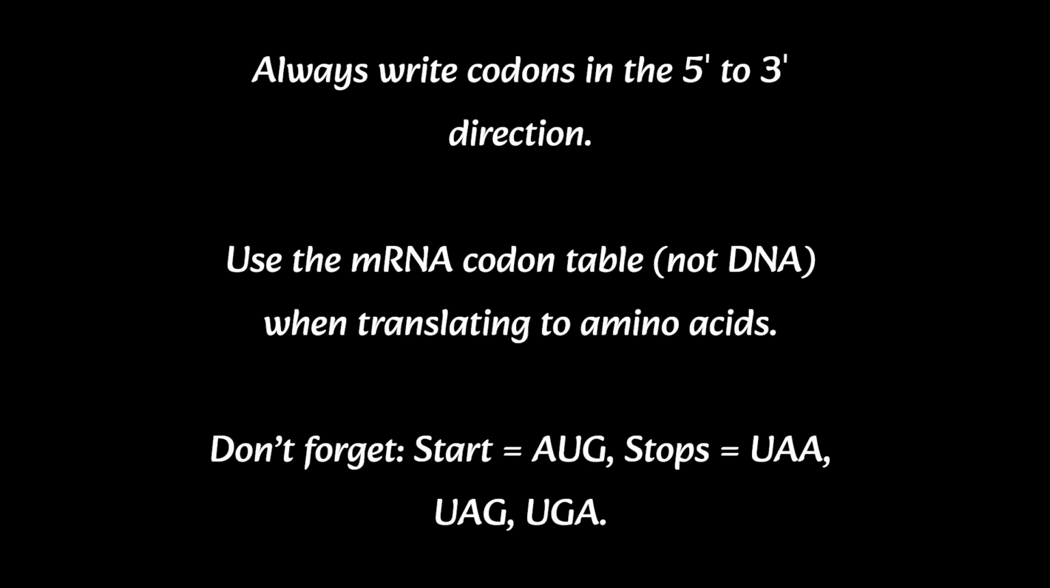Whenever you are writing a genetic code, always remember that the codon must be in the 5' to 3' direction. Use the mRNA codon table, not DNA, when translating to amino acids, and don't forget the start codon, AUG, and the stop codons, which can be UAA, UAG and UGA. Now, what are the other names for UAA, UAG and UGA? Write in the comment section.